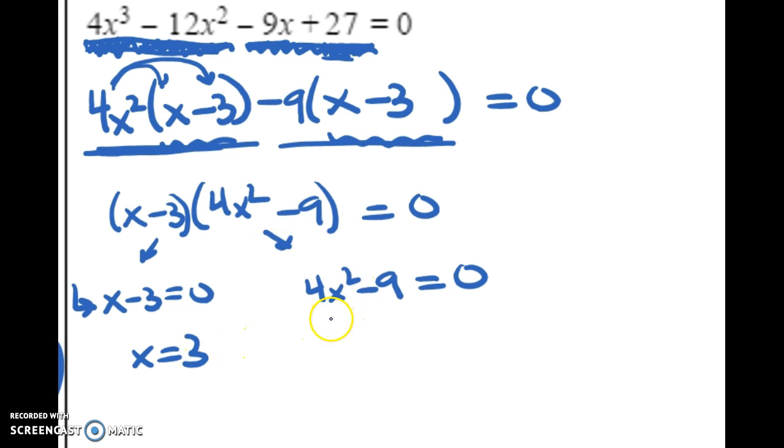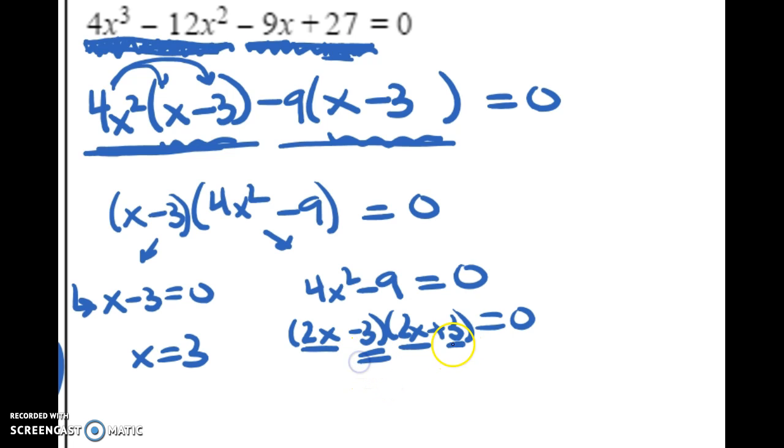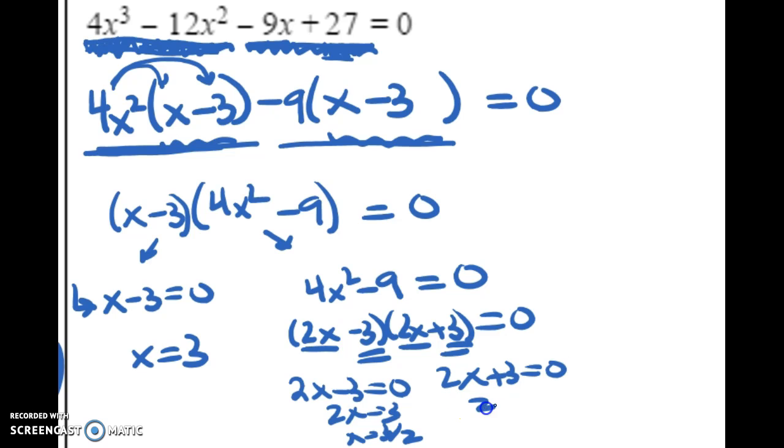And here, maybe you notice that this factors quickly because you see these are perfect squares and they're subtracted. So you know this breaks up into 2x minus 3 times 2x plus 3 equal to 0, because these will multiply to make 4x squared. These multiply to make negative 9, and the inner and the outer make 0. And from there you can find 2x minus 3 equals 0, which means 2x equals 3, which means x equals 3 over 2. 2x plus 3 equals 0. And following similar steps, we get x equals negative 3 halves.